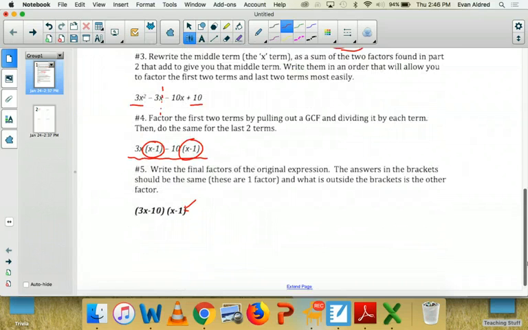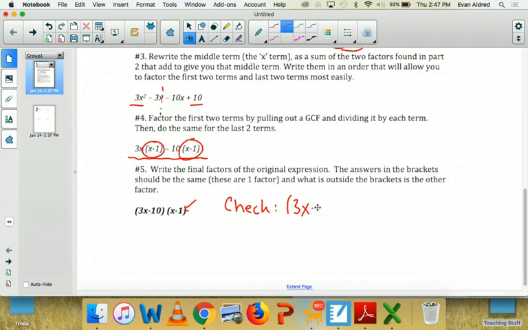And so that means that the factors for the original expression, 3x squared minus 13x plus 10, are 3x minus 10 and x minus 1. Well, how do we know if that's right? How do we know that we've done that question correctly? And the nice thing is, with these problems, you can always check and make sure you've done them right. And you're going to check by using the distributive property.